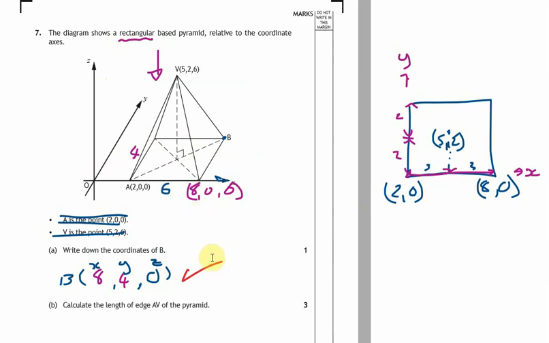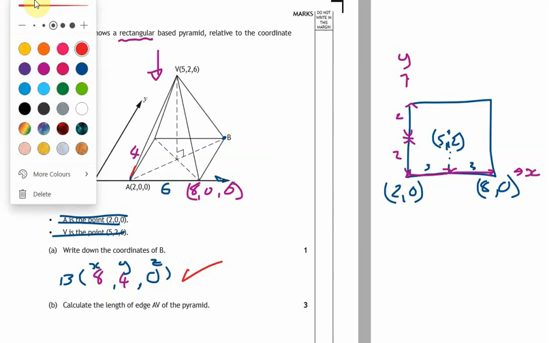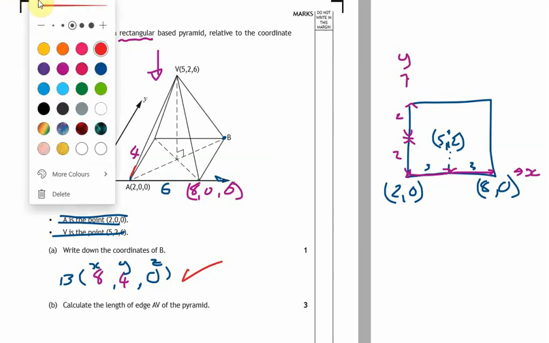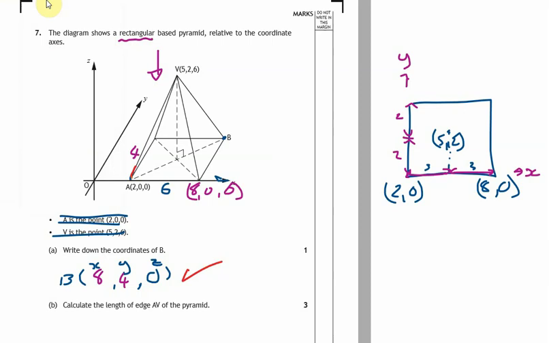Calculate the length of edge AV. So there's AV. In fact, I'll highlight it in. Is that my orange pen? It's still a red pen. Red pen. We'll highlight it in orange. Okay. So I would say that was part of this triangle.